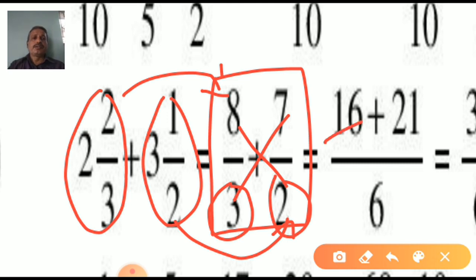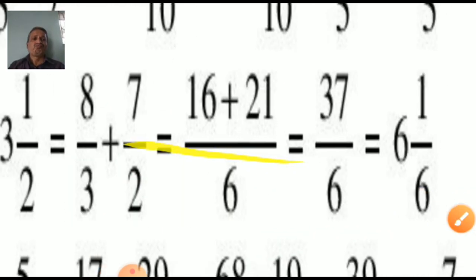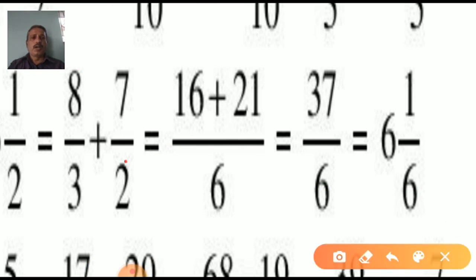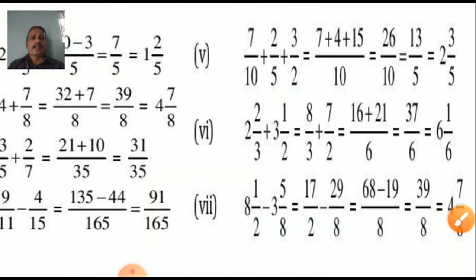8 2s are 16 and 3 7s are 21 and 3 2s are 6. Let's check. 16 plus 21, 37. The denominator is 3 times 2, 6. So 37 upon 6. I hope you understood these questions easily. And regarding the subtraction, same method, try it yourself.